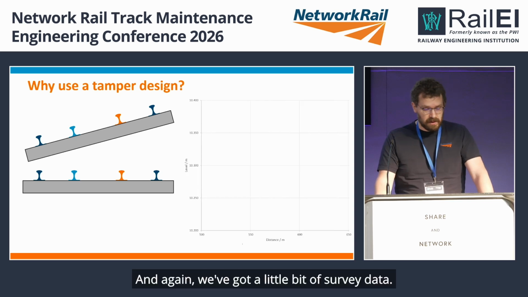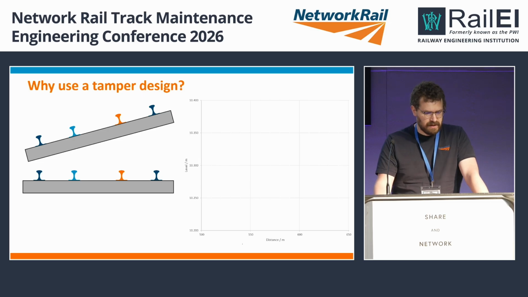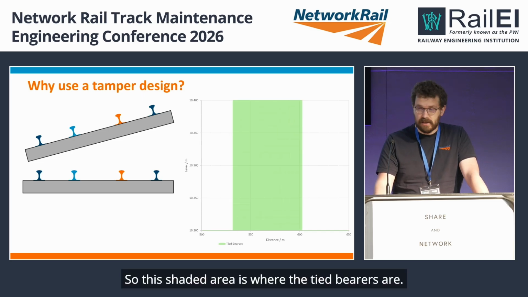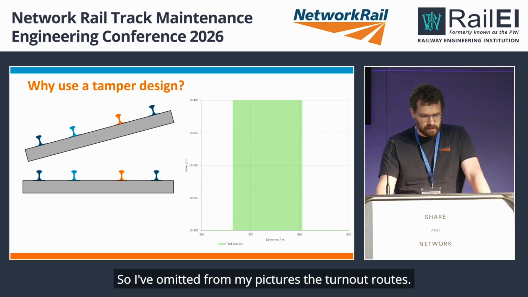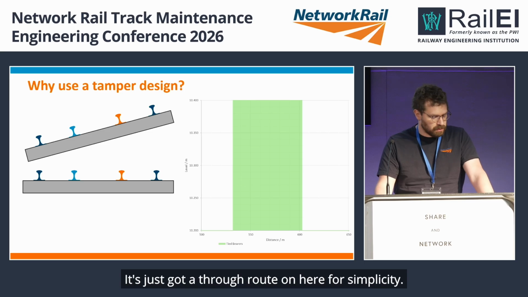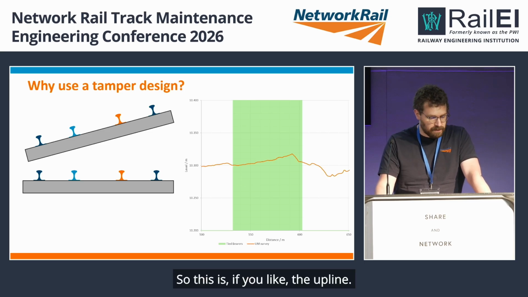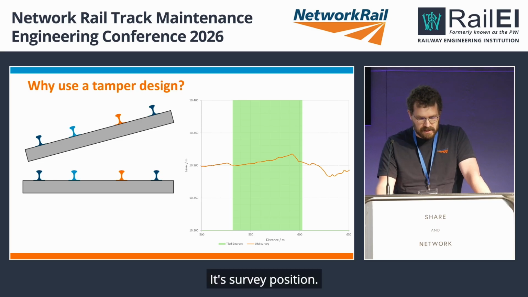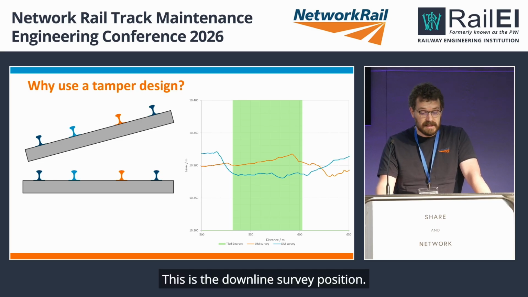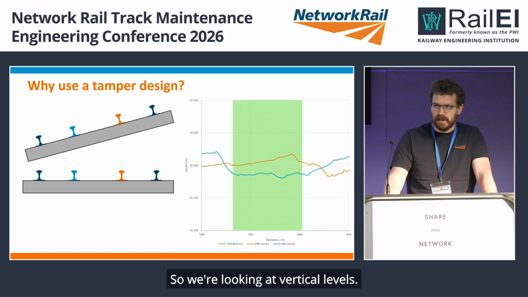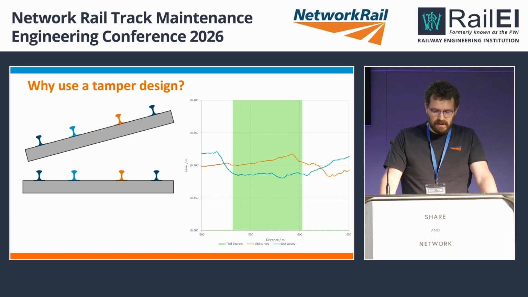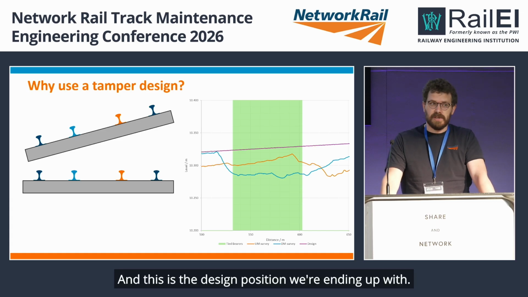And again, we've got a little bit of survey data. So this shaded area is where the tied bearers are. So I've omitted from my pictures the turnout routes. It's just got the through routes on here for simplicity. So this is, if you like, the up line, its survey position. This is the down line survey position. So we're looking at vertical levels. And this is the design position we're ending up with.